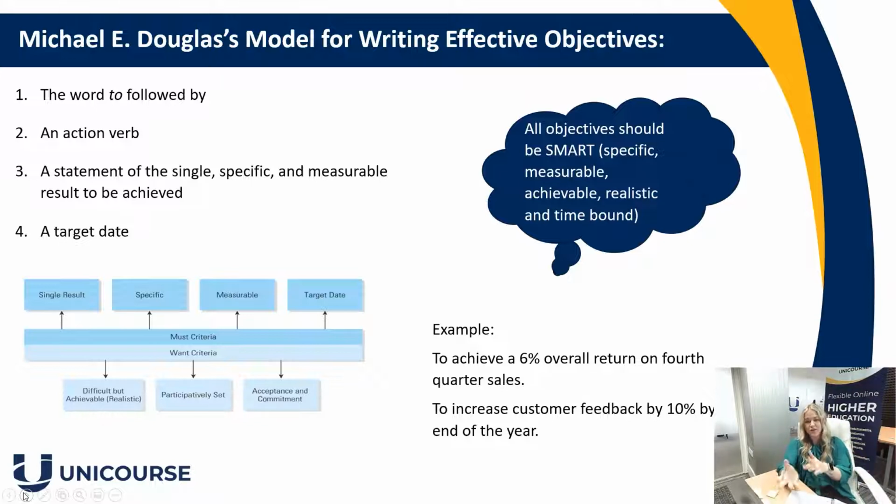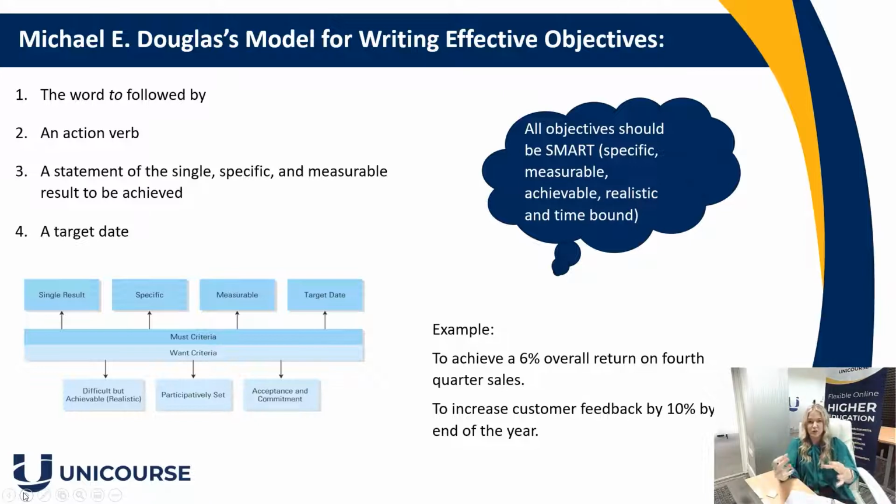So I've given you some examples here, but there's plenty as well within the information pack, and there's an ebook as well that will help you with this in the resources tab on Moodle. But I've given you an example: to achieve, so that's the action verb, a 6% overall return on the fourth quarter sales. So, the fourth quarter sales is the target date there as well. Or to increase customer feedback by 10% at the end of the year.